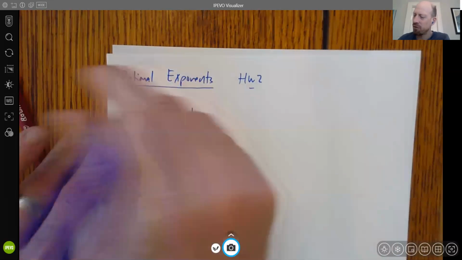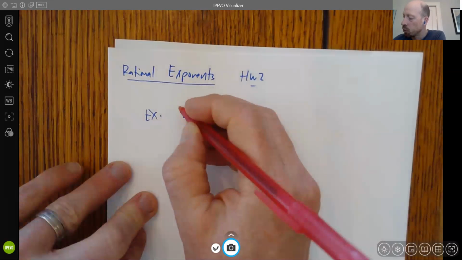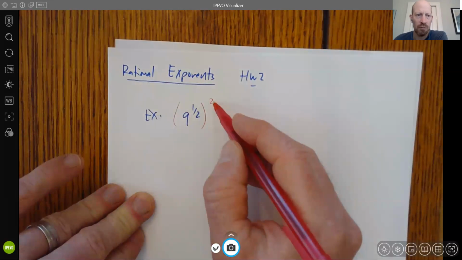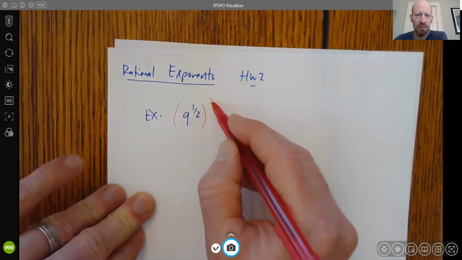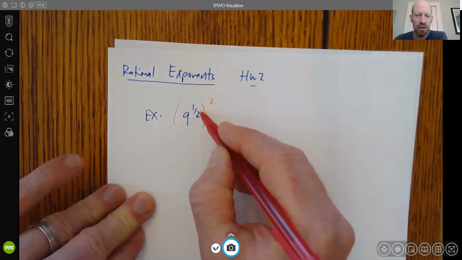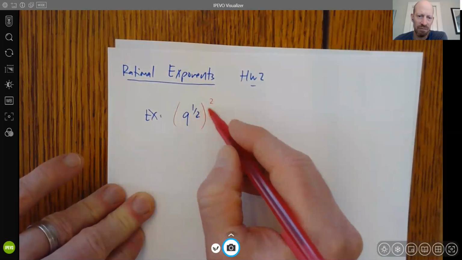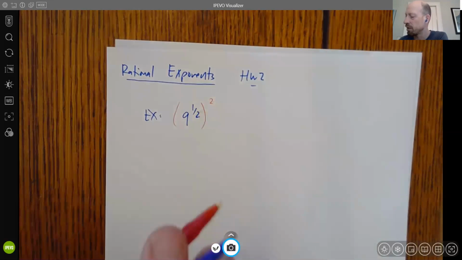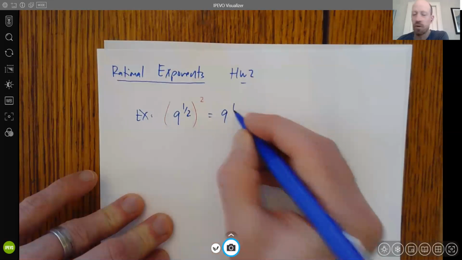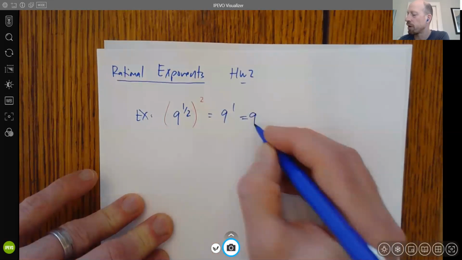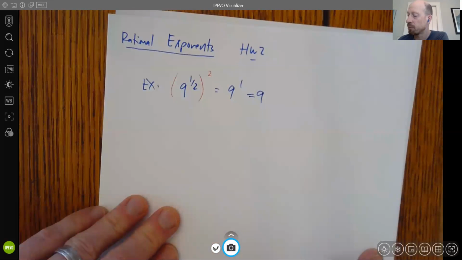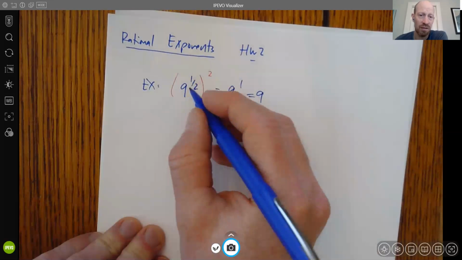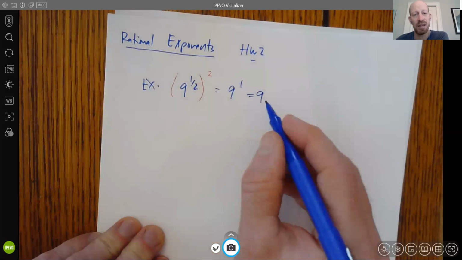Well, here's a way of figuring out what it means. What happens if I square this expression? Well, our rules of exponents would tell me I should multiply these two exponents together. So whatever this thing in blue is, I know how to work the exponents. When I multiply these together, I just get 1. So that gives me 9 to the 1, or 9. So what's in here is something that when I square it gives me 9.